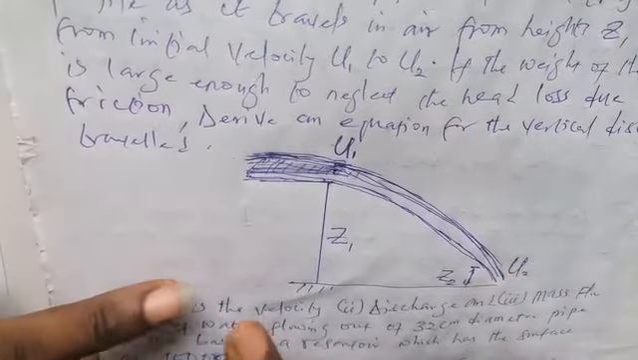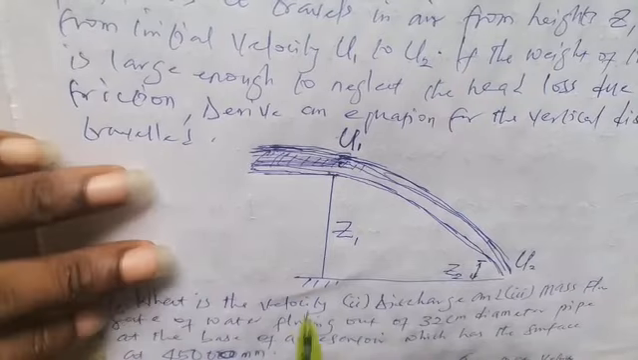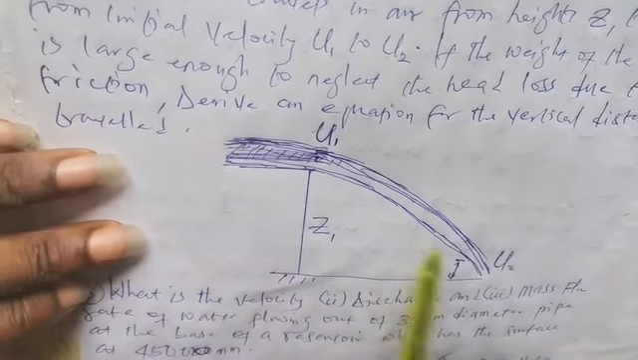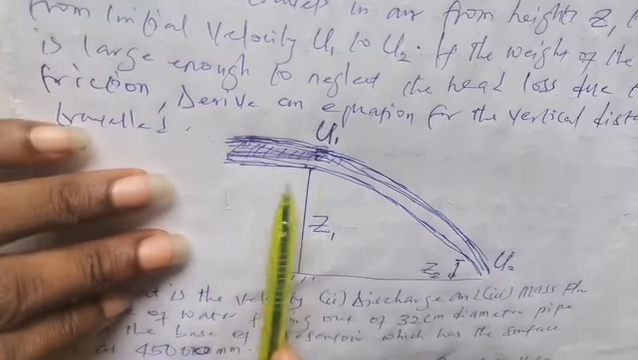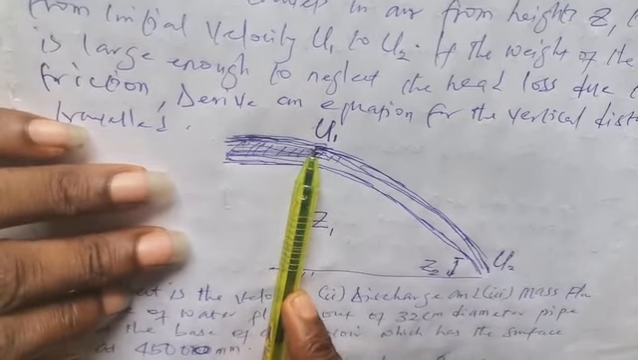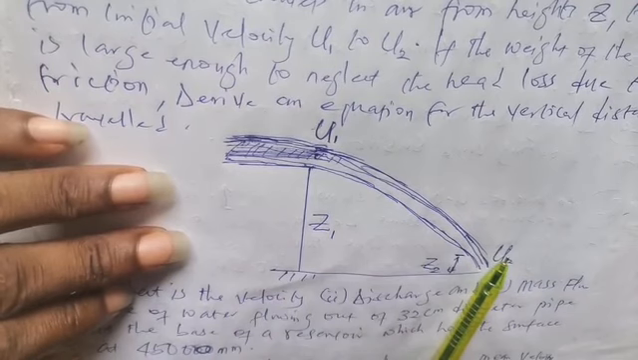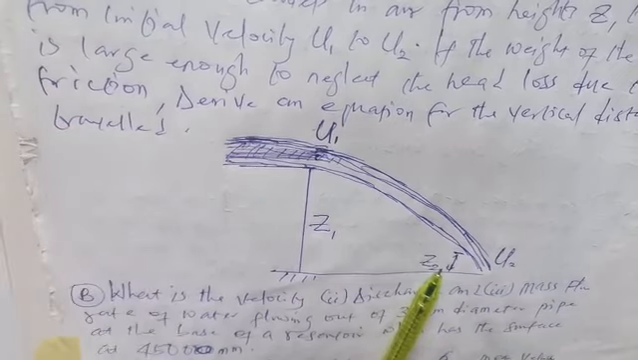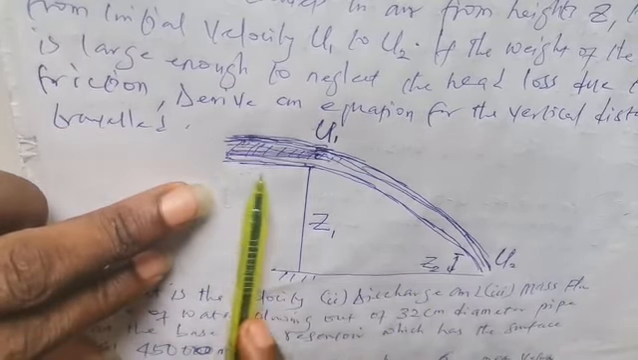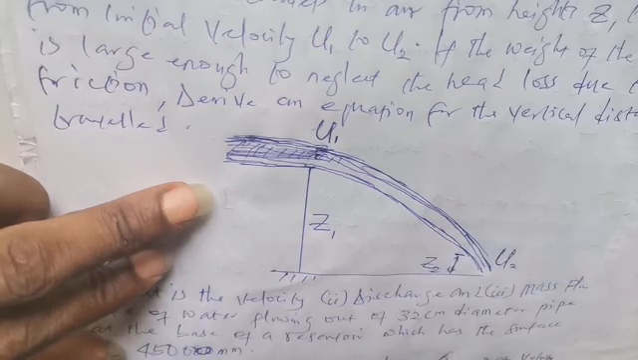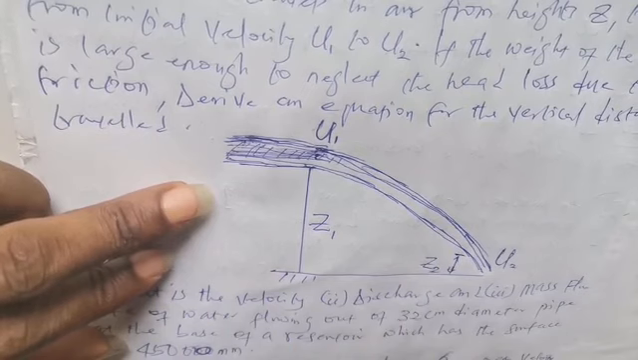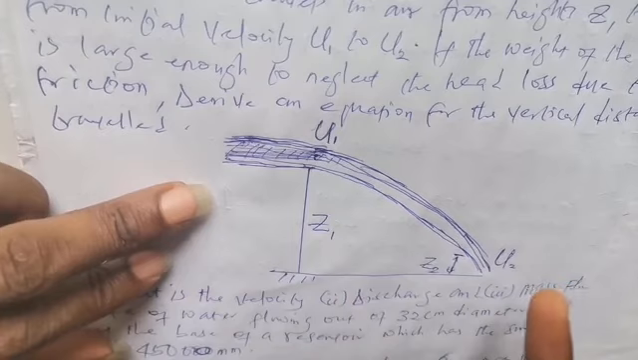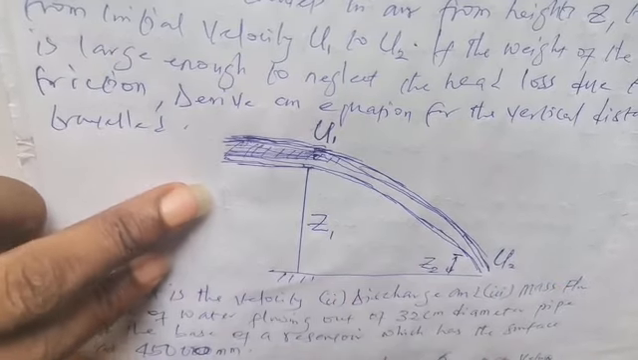Okay, so this is the diagram as can be seen. This is a jet of water flowing through a pipe from initial velocity u1 to a final velocity u2, and of course the height at this point is z1 and the height at this point is z2. The question is saying if the weight of the jet is so large such that the head loss due to friction is negligible, we are asked to derive an expression to show the height of this fluid in this trajectory or profile.